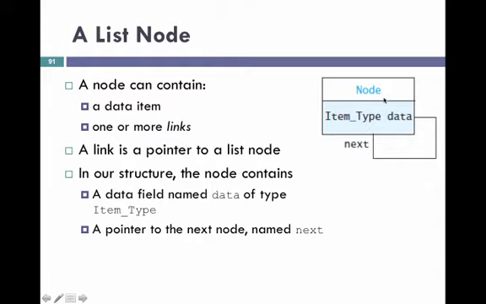So here's a description of a node, and here's a portion of a UML diagram. So a node is going to be a class or a structure, and it contains a data item. We'll say it's of item type because we'll be able to put any type of data into our nodes. So this is going to be a kind of a general, abstract definition. And then along with that data is one or more links. So a link is a pointer to a list node. So in our structure, a node contains a data field named data and a pointer to the next node named next.